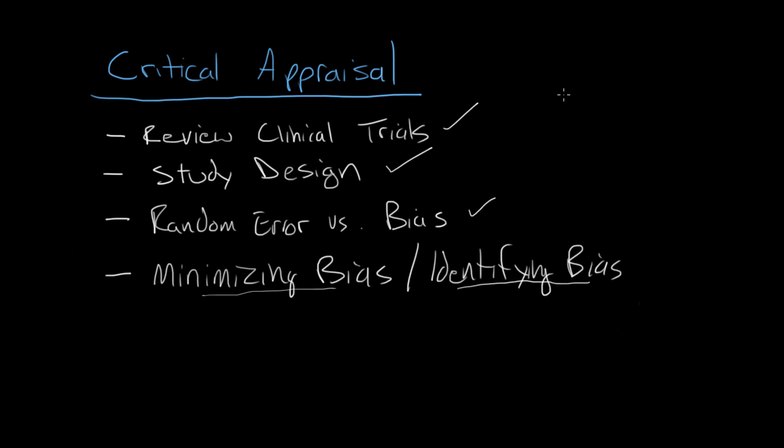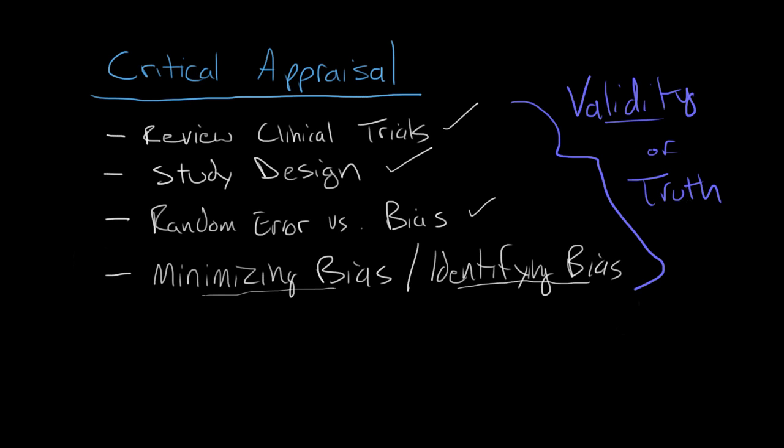The whole point of critical appraisal is to look at the validity or truth of our evidence. We want to be confident that our evidence is valid, that we can believe its results before we go about applying it, and this is where critical appraisal is so important in medicine. In this video, we're going to be reviewing the different types of clinical trials and different types of study design, as well as different strengths and weaknesses. In our subsequent video, we'll go into random error and bias and how to attempt to minimize and identify bias.